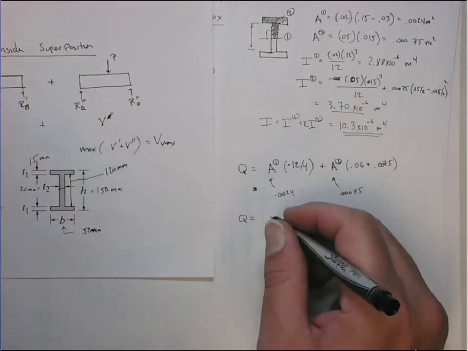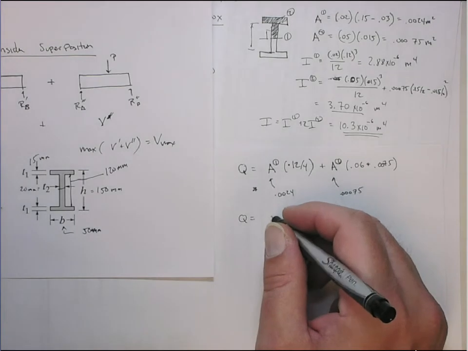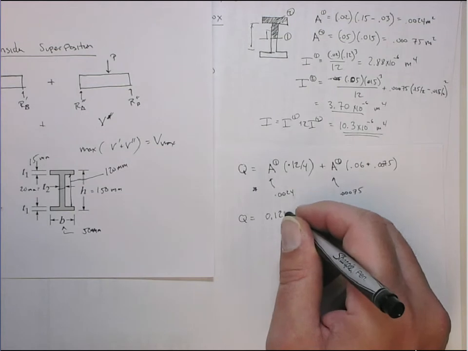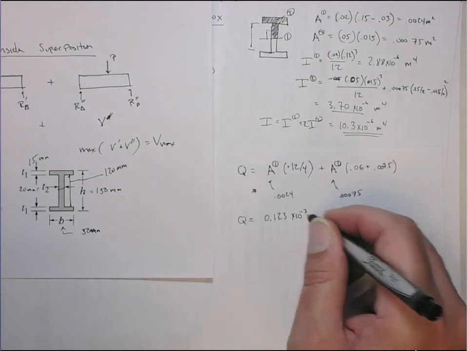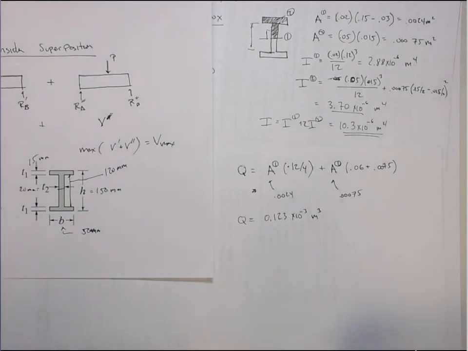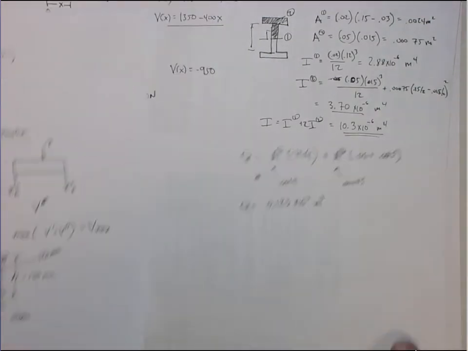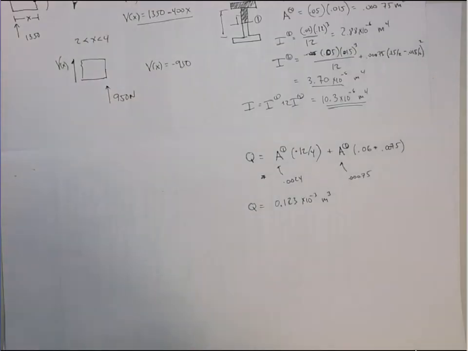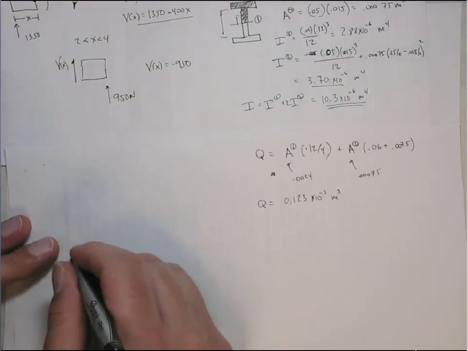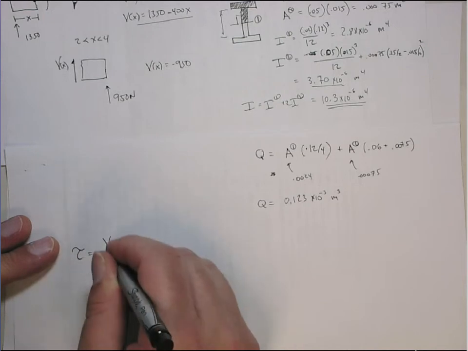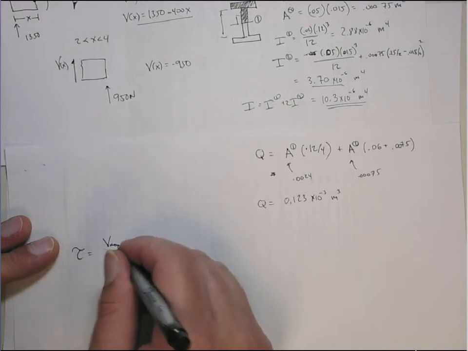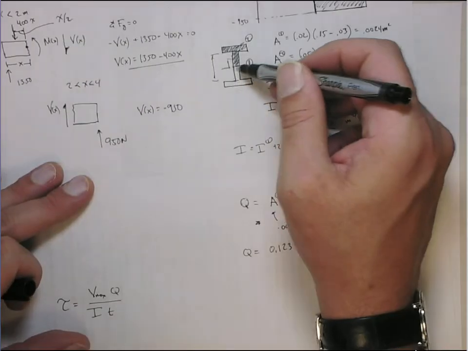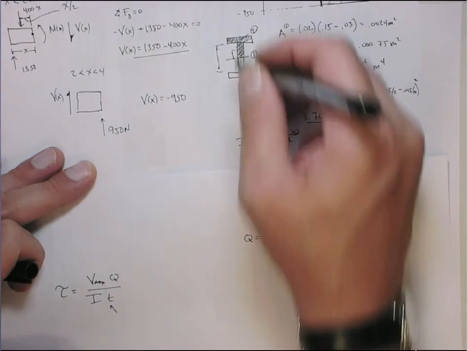So this Q becomes 0.123 times 10 to the minus 3rd meters cubed. Okay? All right, so now we know those things. I can now get the transverse shear. So the transverse shear, tau, is the V, that's the maximum, times the Q over the I times the thickness. Now we're getting the Q here, so the thickness is going to equal the thickness of that flange.